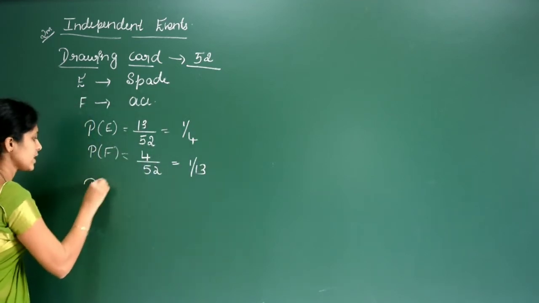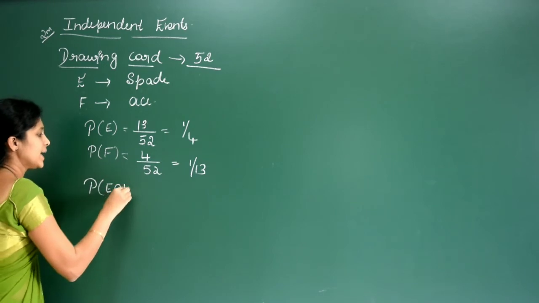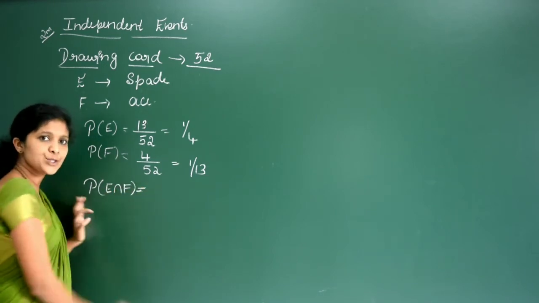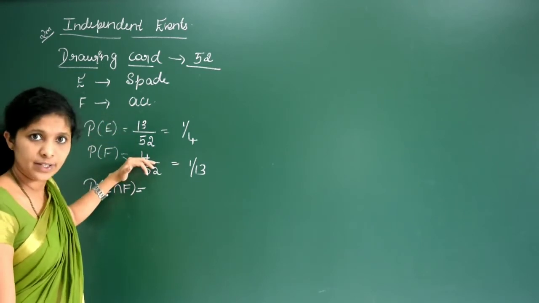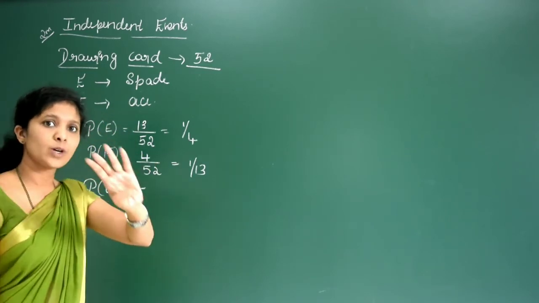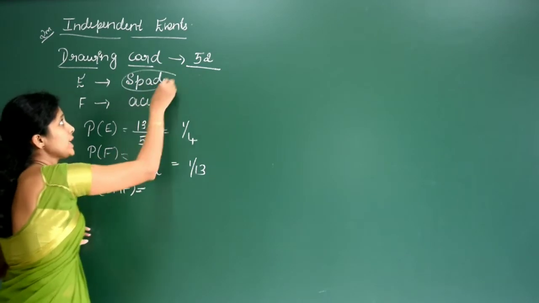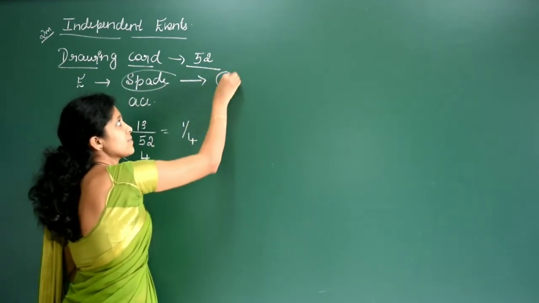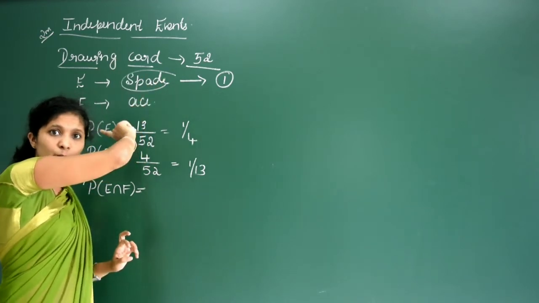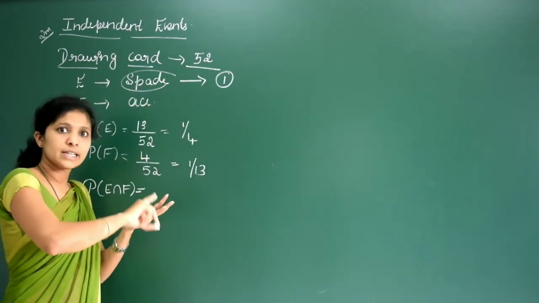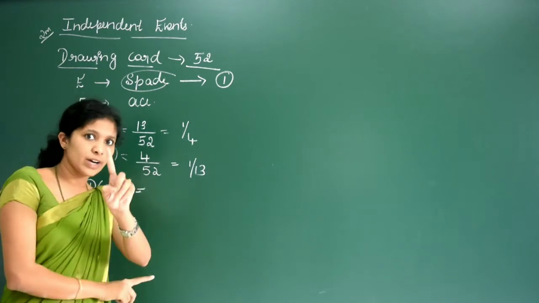Now can you say what is P of E intersection F? It should belong to both, which means it should be a spade and an ace, right? How many aces are there? Total 4 aces are there. In the spades, how many aces will be there? Only 1 ace, right? In that suit total 13 cards will be there: numbers 1 to 10, then the remaining 3 are king, queen and ace, right? Only 1 ace will be there.